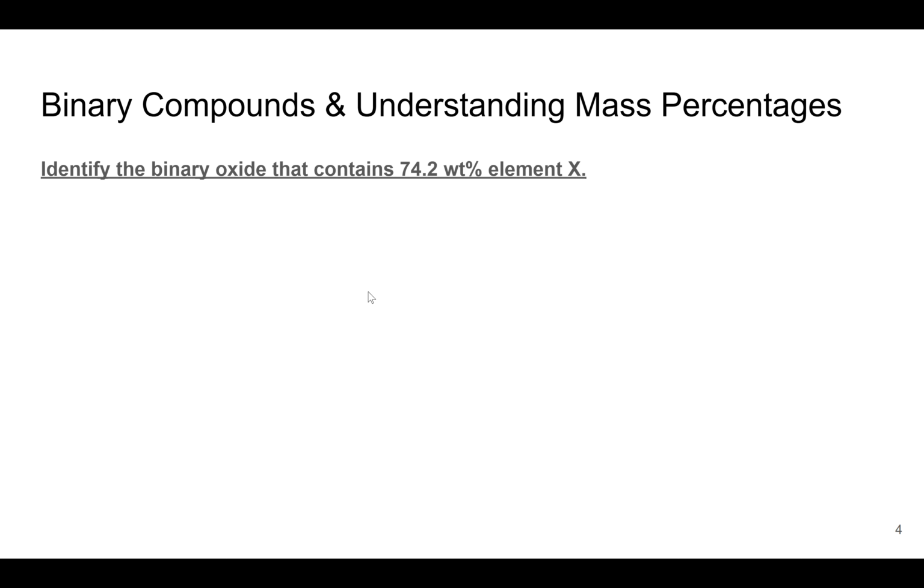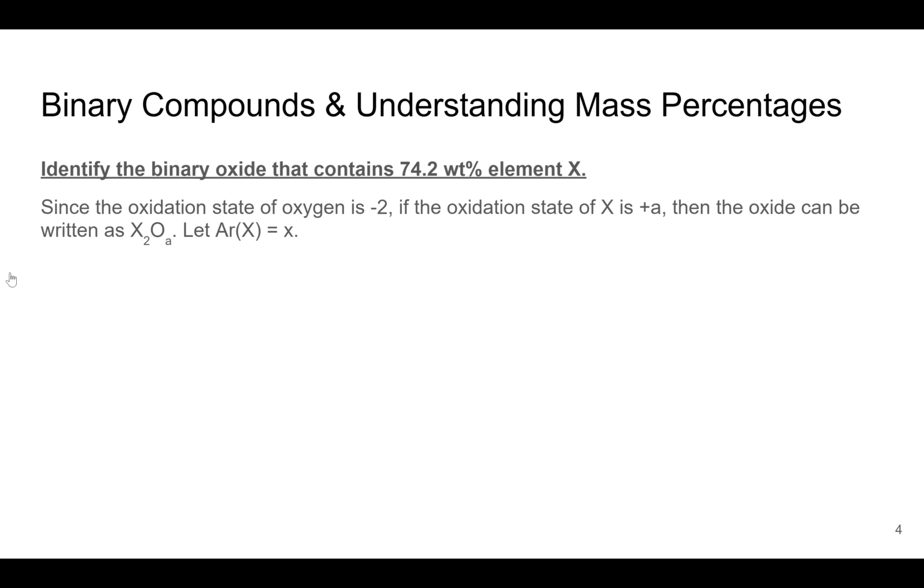So here we are supposed to identify the binary oxide that contains 74.2% by mass of element X. So what is a binary oxide, or what are binary compounds? So binary compounds are compounds that contain two unique elements. So in this case, binary oxide simply means that one of those elements is oxygen and the other one is element X. So the first step is always to set up our equation.